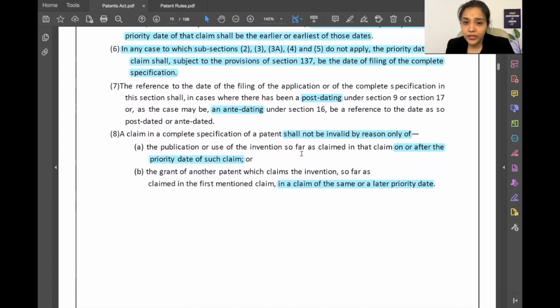The reference to the date of filing of the application or of the complete specification in this section shall, in cases where the application has been post-dated under section 9 or section 17, or as the case may be, antedated under section 16, be a reference to the date as post-dated or antedated. So let us try to understand what is post-dating and antedating. Post-dating is when I'm moving my priority date forward.